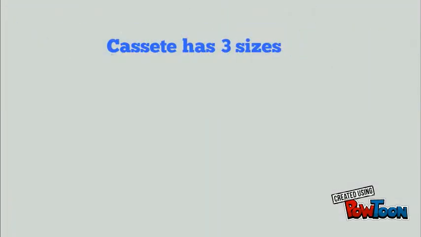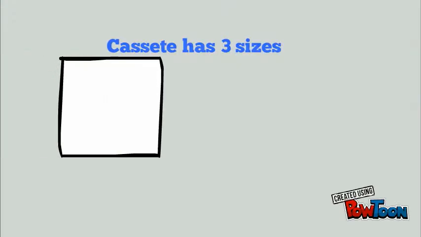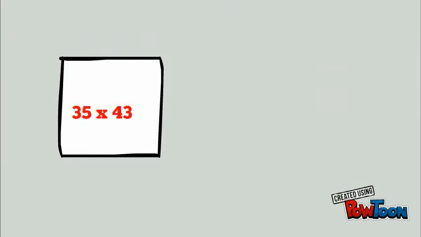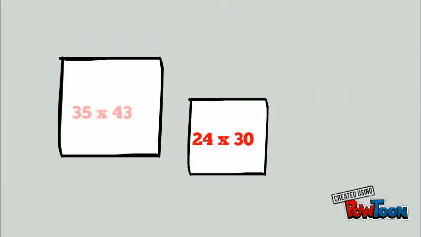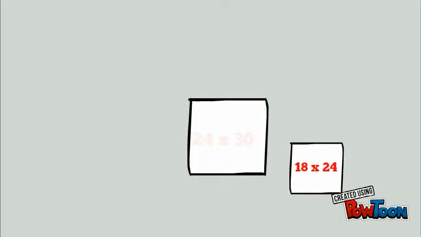For computed radiography, the cassettes come in three sizes: 35 x 43, 24 x 30, and 18 x 24. You need to select the size that is appropriate.